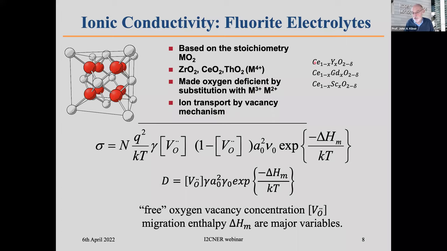So for the cerias, we can produce things like ceria yttria, ceria gadolinia, and ceria scandia. And even when we put the same amount of these substitutions in, we get very different conductivities. Ceria gadolinia is a very good conductor. Ceria scandia is rather poor. And there was no real idea as to why this was the case.